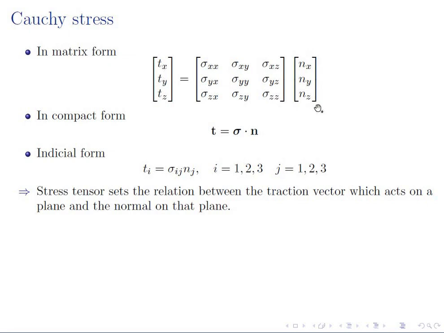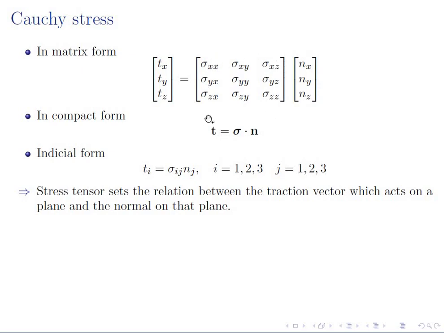I can also write them in matrix form. Here this is a vector of the components of the traction vector T, these are the components of the normal vector n, and this is a second order tensor which relates these two vectors. You remember that we defined second order tensors which operate on two vectors. So this second order tensor is relating the normal vector to the traction vector. This second order tensor we usually call the Cauchy stress tensor.